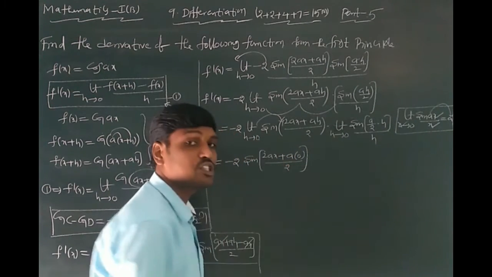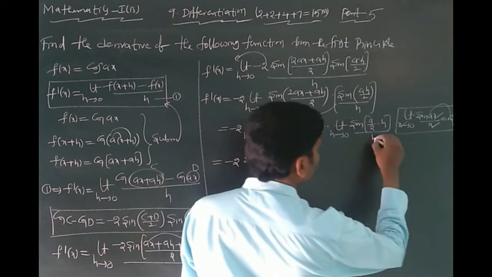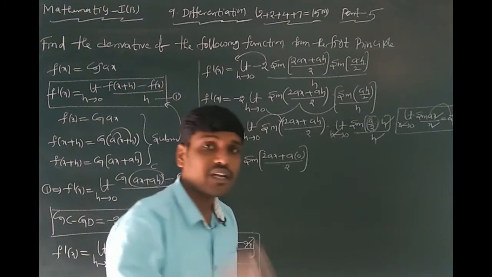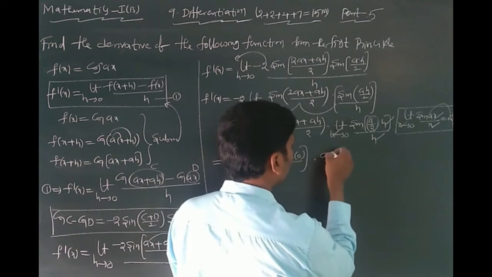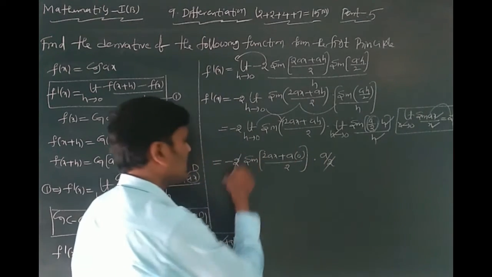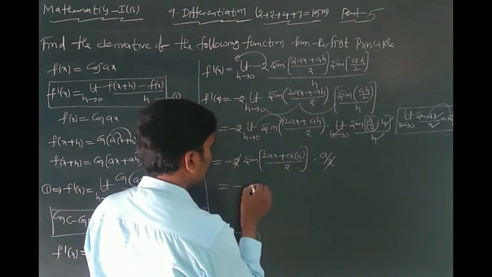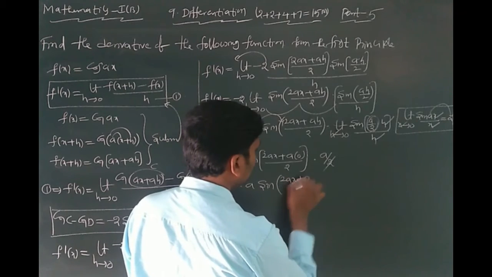Here limit is h tends to 0. You can write the h value is 0. Into here see students, h is there. In place of a is what here? A by 2. That's why you can write a by 2. Here 2 get cancel. Remaining minus a into sin of 2ax plus 0 by 2.